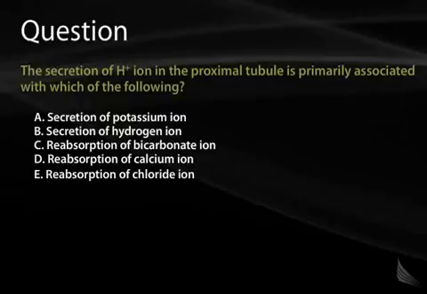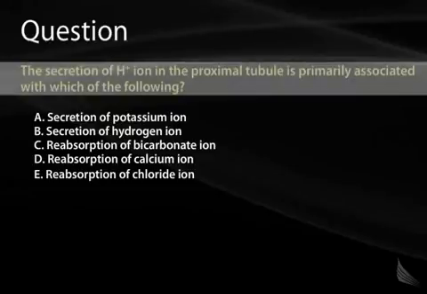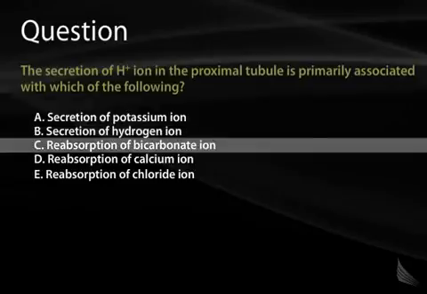Let's walk through a few questions. The secretion of hydrogen ion in the proximal tubule is primarily associated with which of the following? A, secretion of potassium ion; B, secretion of hydrogen ion; C, reabsorption of bicarbonate ion; D, reabsorption of calcium ion; E, reabsorption of chloride ion. The correct answer is C, reabsorption of bicarbonate. As we said before, hydrogen secretion is always coupled with bicarbonate reabsorption. They are essentially one and the same. Also important to remember is that the secretion of hydrogen is coupled with sodium reabsorption.